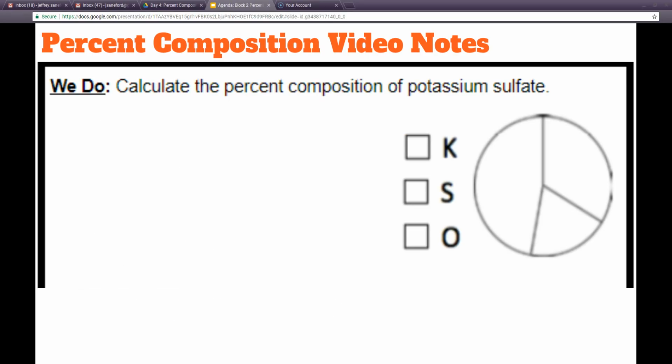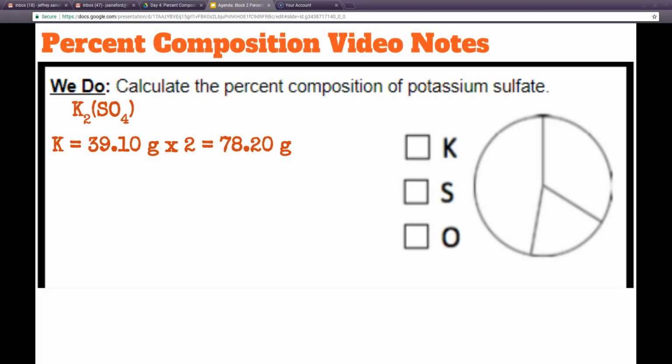Let's do a we-do together as well. Let's calculate the percent composition of potassium sulfate. So we'll need the formula there. It comes out to K2SO4, and we're going to calculate eventually the percent composition of each element, potassium, sulfur, and oxygen. So let's start off by getting the total molar mass. Let's work through that.